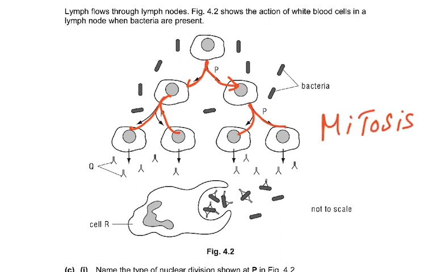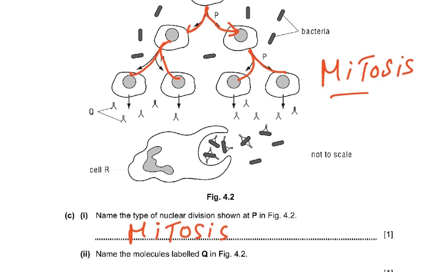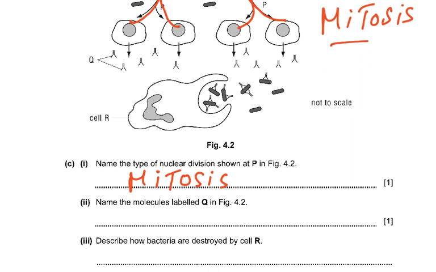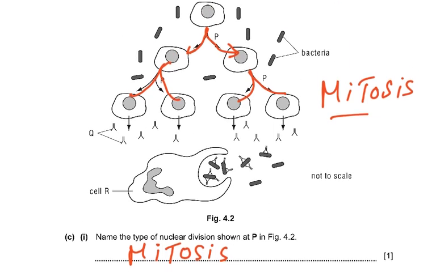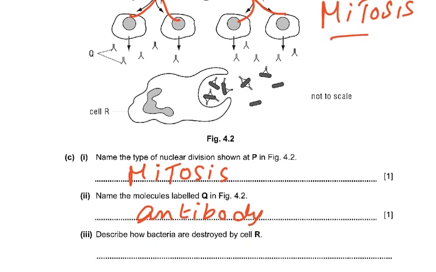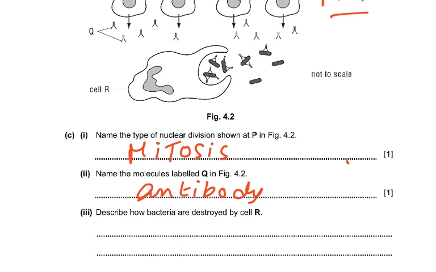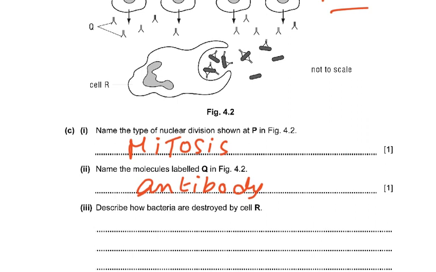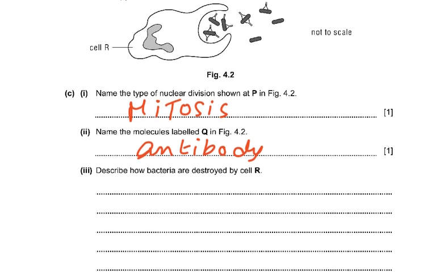Mitosis is the production of genetically identical cells. Next, name the molecules labeled Q. What is that? Q is an antibody, because the lymphocytes are producing antibodies. So lymphocyte selection, then cloning, and then differentiation, and the antibody. Describe how the bacteria are destroyed by cell R. Cell R is the phagocyte.